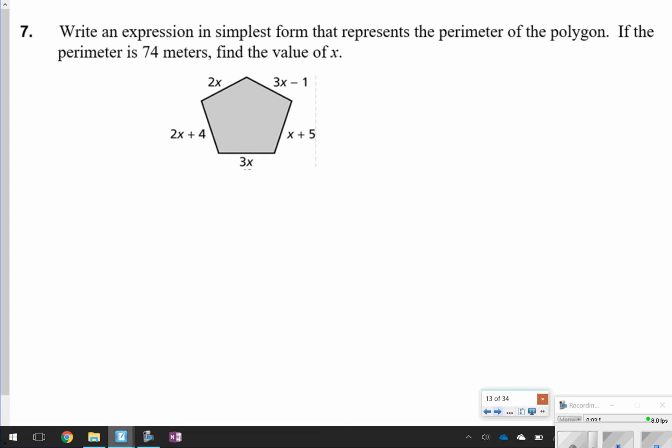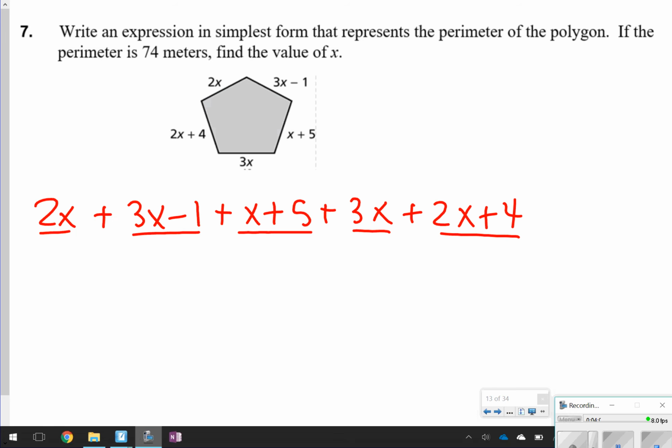Number 7 is a word problem. Write an expression in simplest form that represents the perimeter of the polygon. If the perimeter is 74 meters, find the value of x. For this one, you have to add all the sides together. What I've done here is added all 5 sides together. 2x plus 3x minus 1 plus x plus 5 plus 3x plus 2x plus 4.